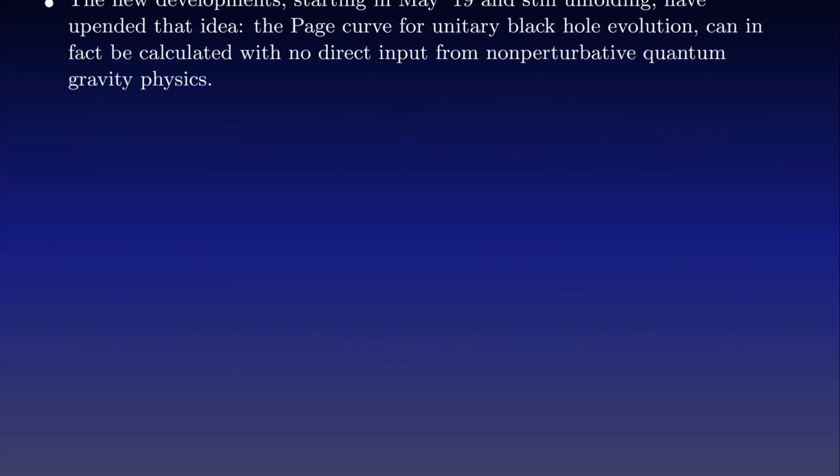So the new developments, and I use new as a way of referring to what's been happening for the past little over a year, these new developments that started in May 2019 and are still unfolding, have upended the idea. The Page curve for unitary black hole evaporation can actually be calculated with no direct input from non-perturbative quantum gravity physics.